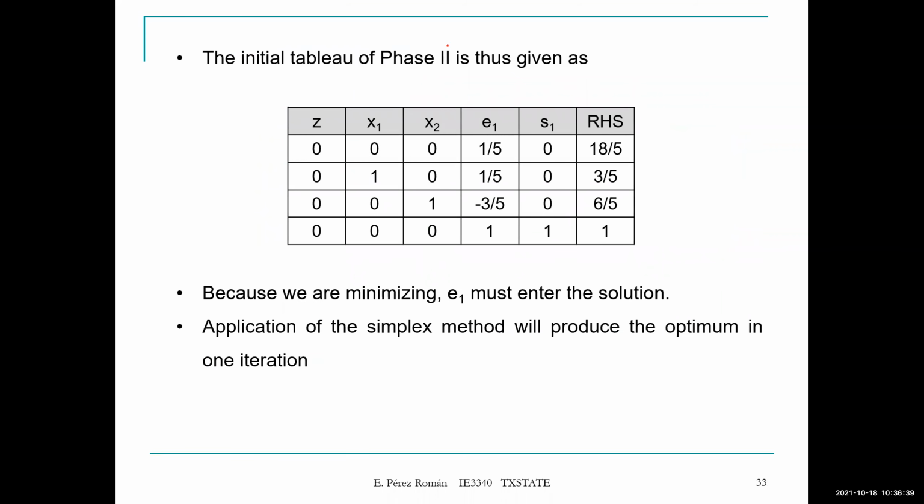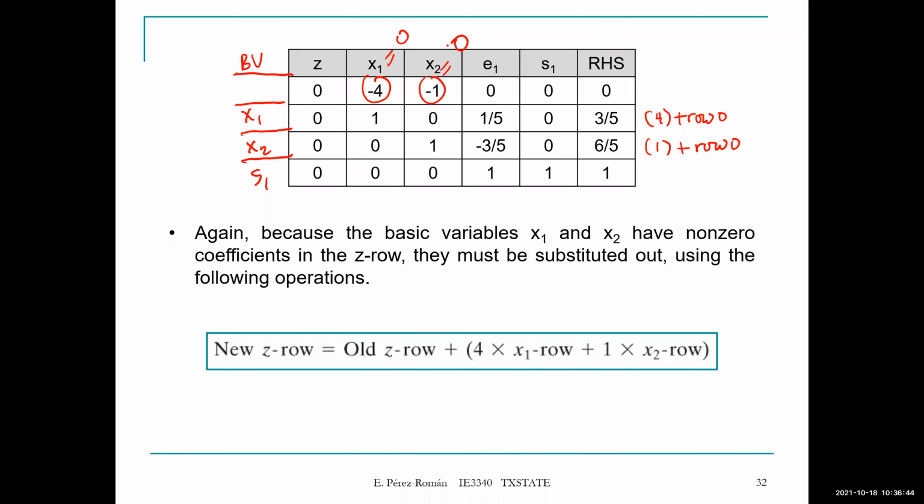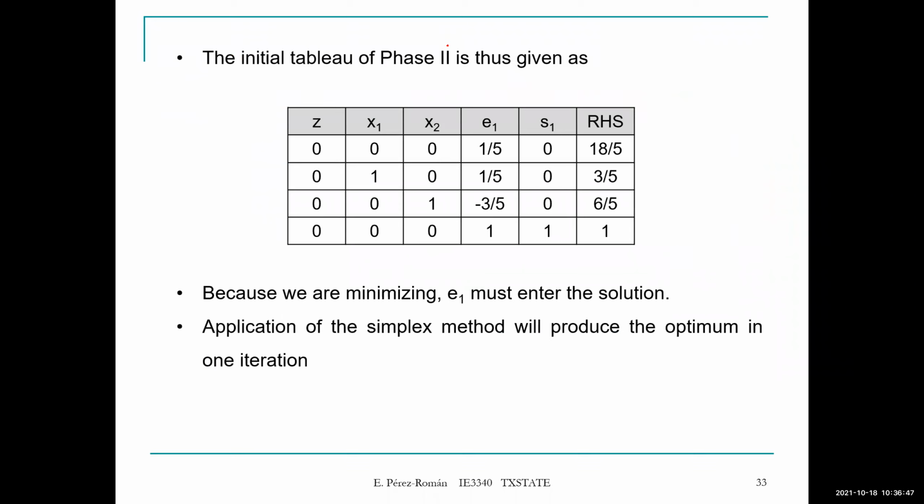So the initial Tableau, phase 2, is thus given as follows. So after performing the elementary row operations, this is the initial Tableau for phase 2. You see now that the objective function value is no longer equal to 0. This is the value for z now. This is x1, this is x2, this is 1. These are the basic. And because we are minimizing, now we can solve this problem.